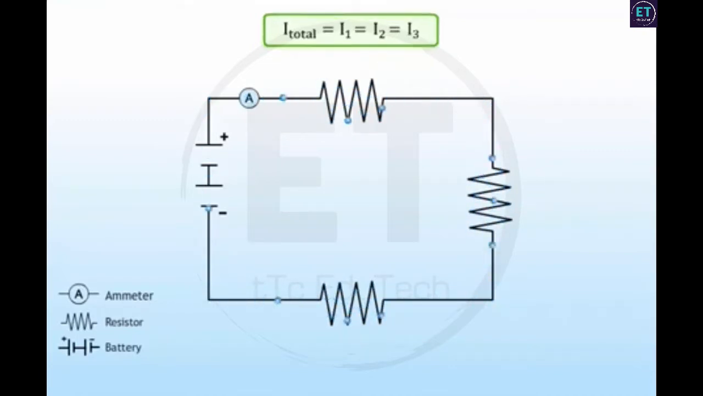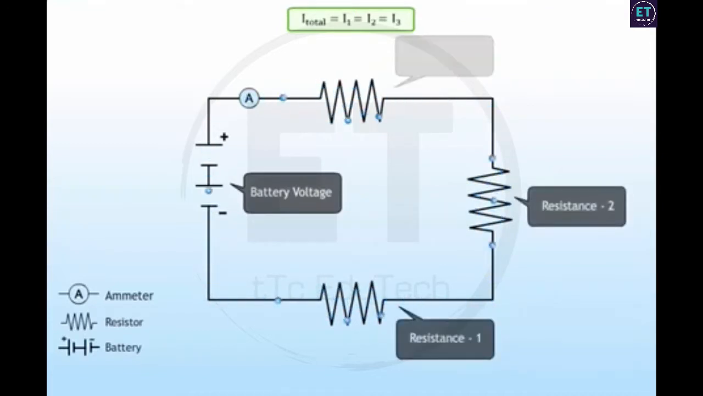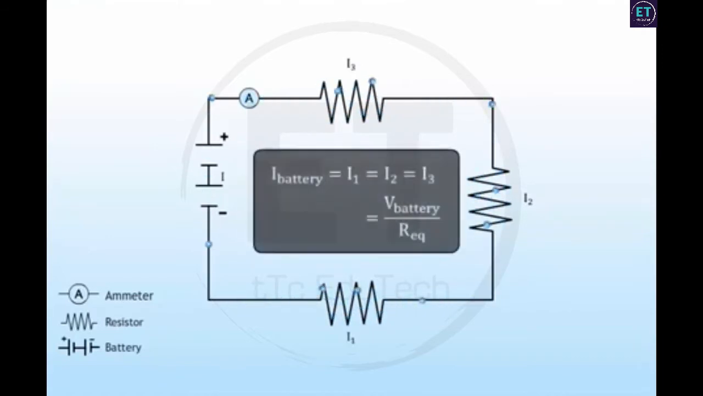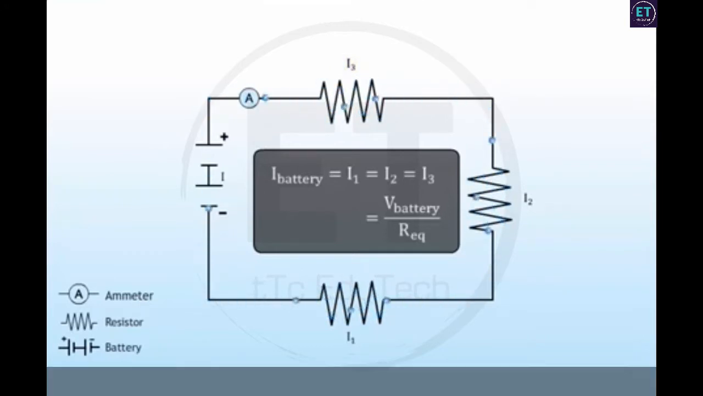You can calculate the current if the battery voltage and the resistance of individual resistors are known. Using the individual resistor values and the equation above, you can compute the equivalent resistance. Additionally, using Ohm's law, the current in the battery and thus through every resistor can be determined by finding the ratio of the battery voltage and the equivalent resistance. That is, I battery is equal to I1 is equal to I2 is equal to I3 is equal to V battery divided by R equivalent.